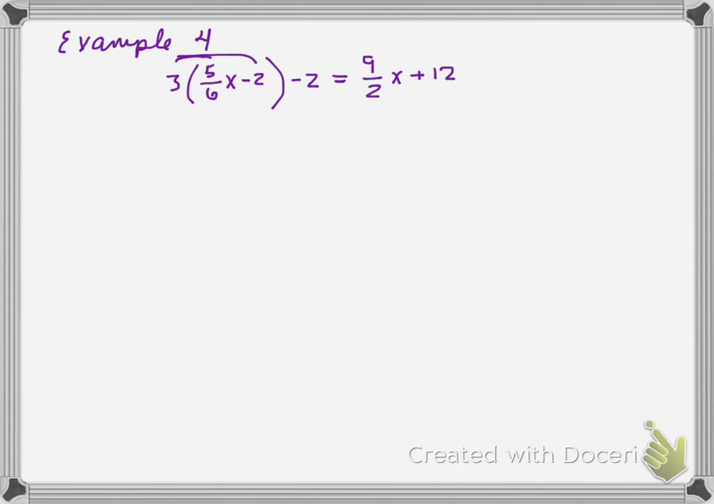So I'm multiplying 3 times 5 sixths. That's just going to give me 15 sixths x minus 6 minus 2. And then on the right, I have 9 halves x plus 12. I do have like terms on the left, the minus 6 and the minus 2. So when I combine my like terms, that gives me minus 8 or plus negative 8.